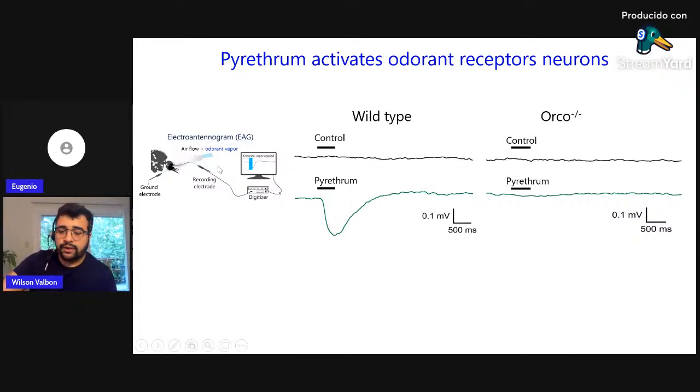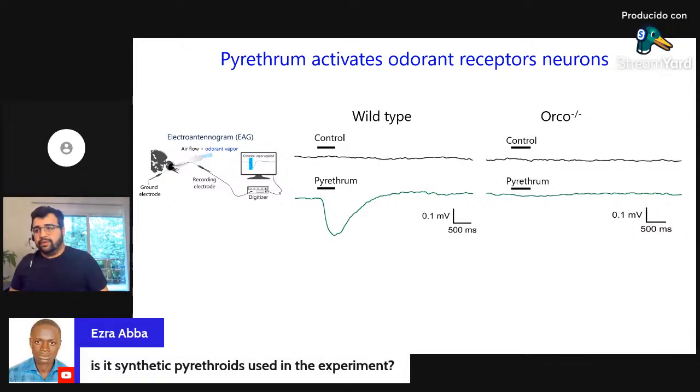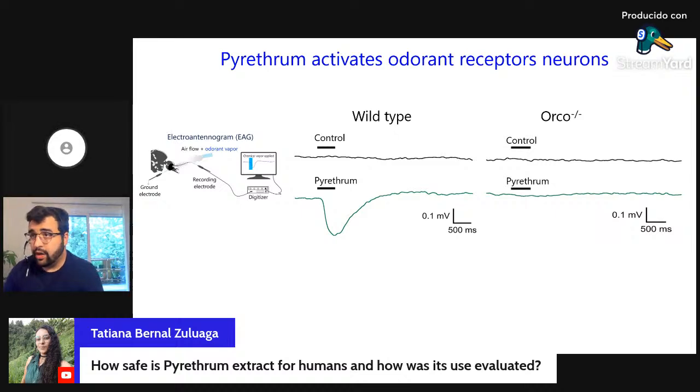Wilson, let me interrupt you again. Sure. There are two questions here. Ezra and Tatiana Bernal both are asking questions regarding the pyrethrum. First, Ezra is asking, is it synthetic pyrethroid used in the experiment? I already answered his question. I said pyrethrum is a natural compound, extracted from chrysanthemum plants. But Tatiana is asking, how safe is pyrethrum extract for humans, and how was its use evaluated?